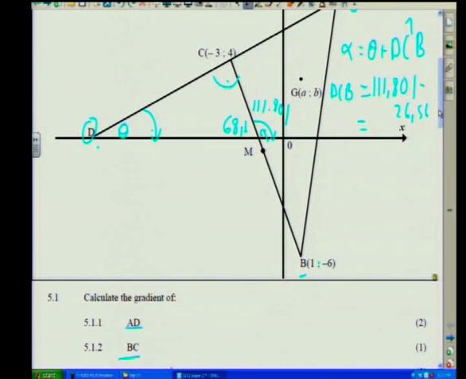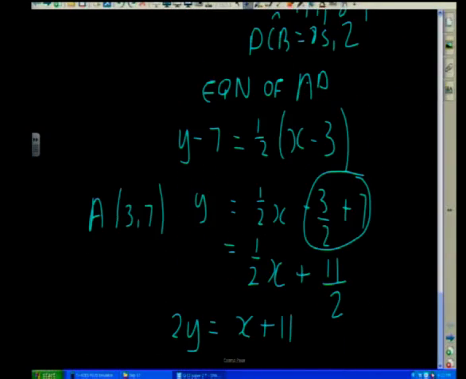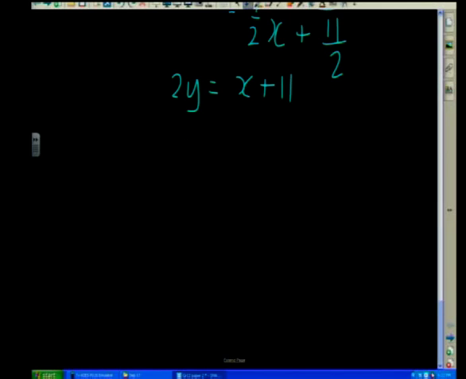All right, so you've got line BC, you've got the coordinates of B, you've got the coordinates of C, and they want you to find the midpoint M. So remember, once again, the formula for midpoint will be given on your formula sheet, but it's basically the sum of the x coordinates divided by 2 and then the sum of the y coordinates divided by 2. All right, so now we're working out the midpoint of BC.